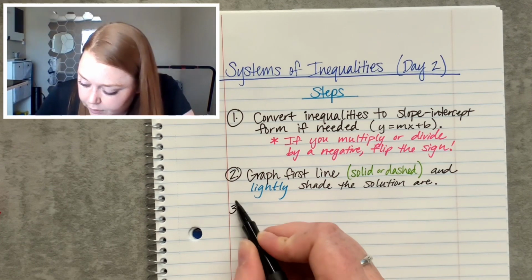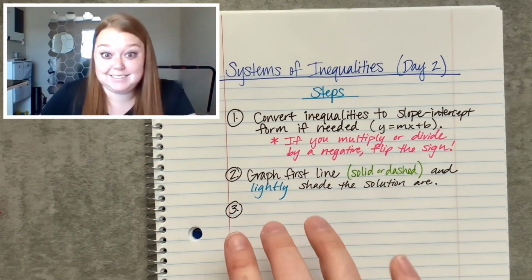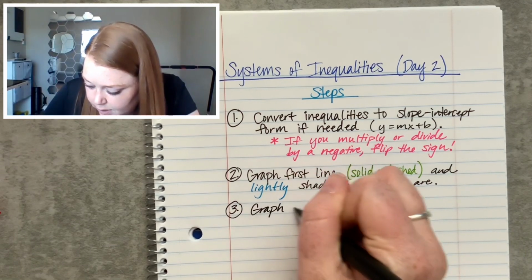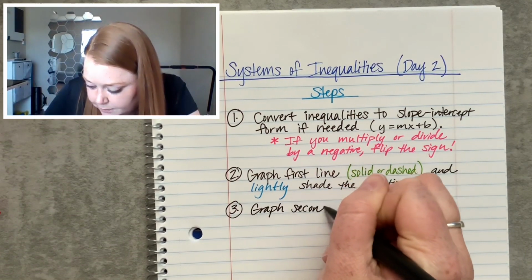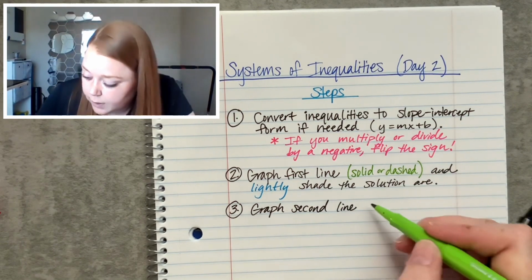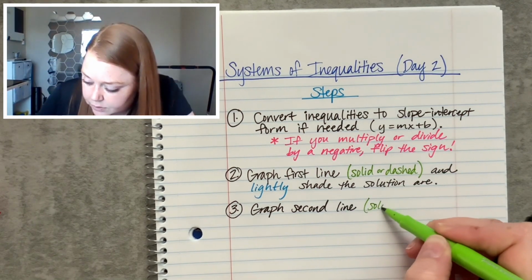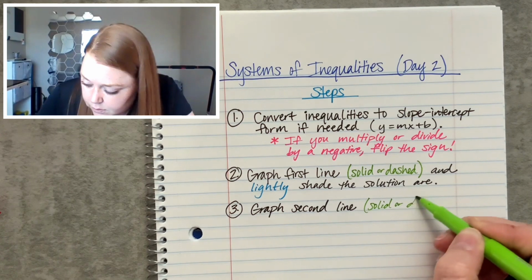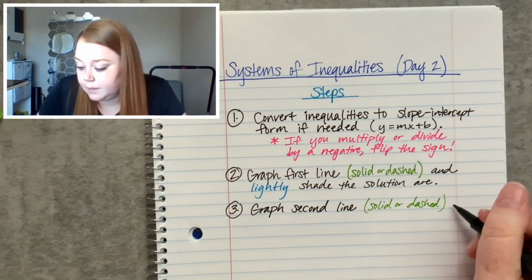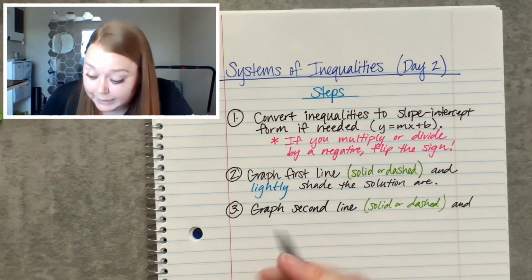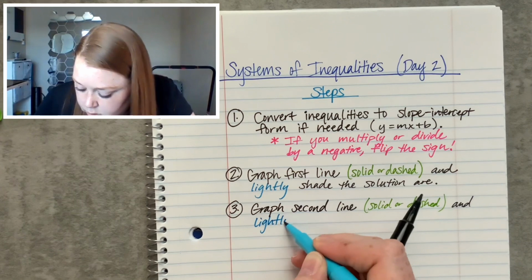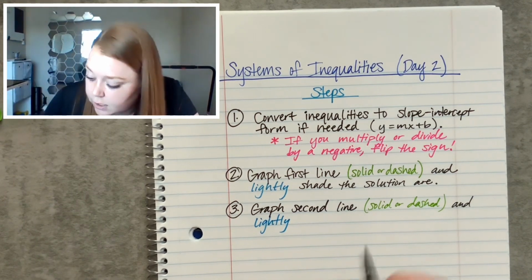Okay, step 3 then is to graph your second line. And we've got to pay attention to whether it's solid or dashed. And then once again, you're going to lightly shade the solution area.